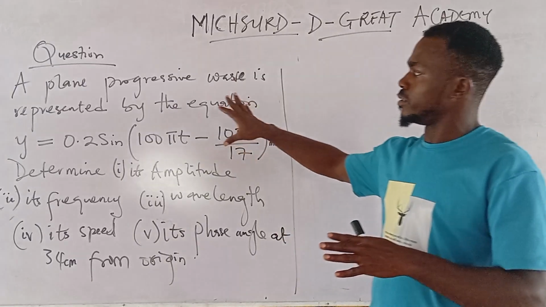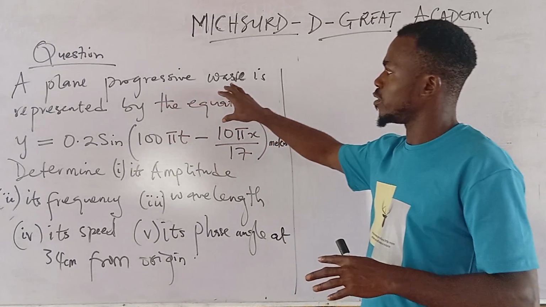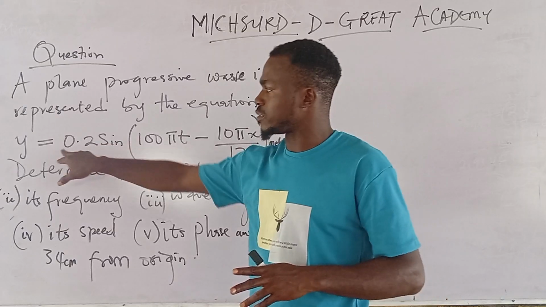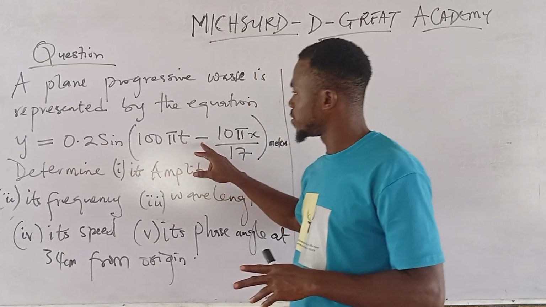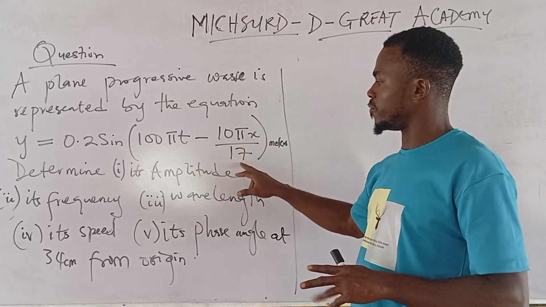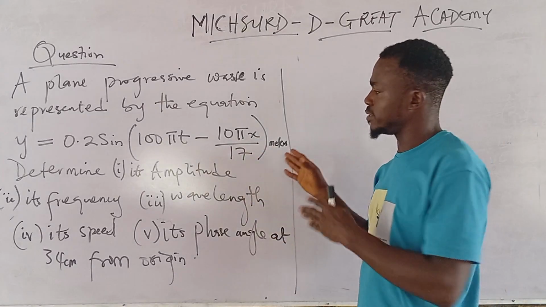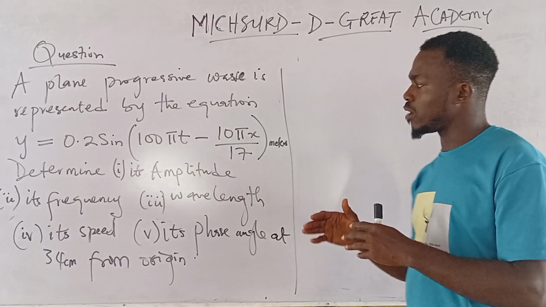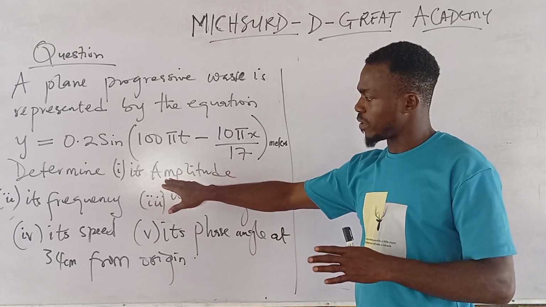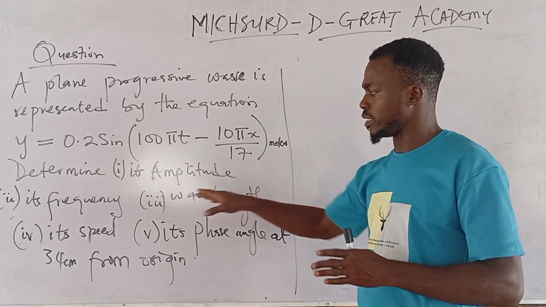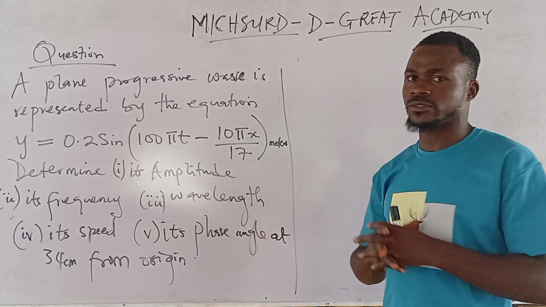So here we have the equation of the progressive wave as y = 0.2 sin(100πt − 10πx/17), and y is given in meters. So how can we calculate these different parameters: amplitude, frequency, wavelength, speed, and so on?